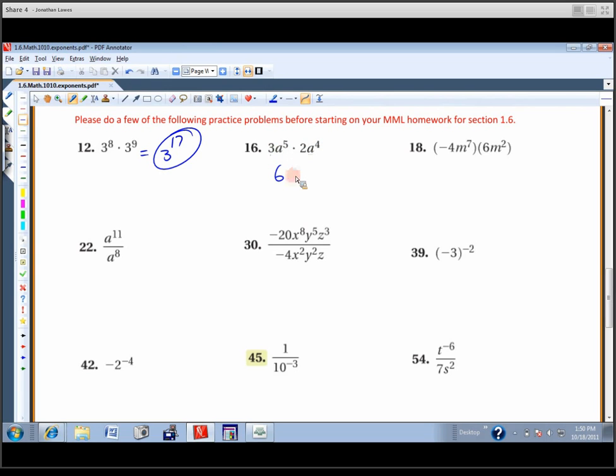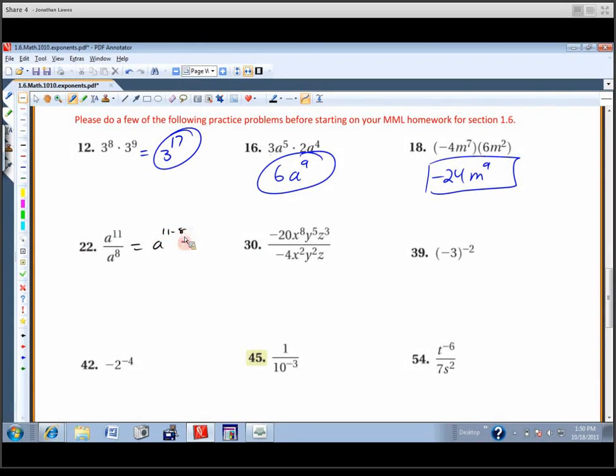Let's take care of the numbers. That's going to be 6. I have 5 a's here and 4 of them there. Again, we're multiplying them together, so we add the exponents. So that's a to the 9th. Let's see, nothing weird going on here, so let's just multiply the numbers. Negative 24, 7 m's here and 2 of them there, so that's going to give me 9 altogether, because again I add the exponents there.